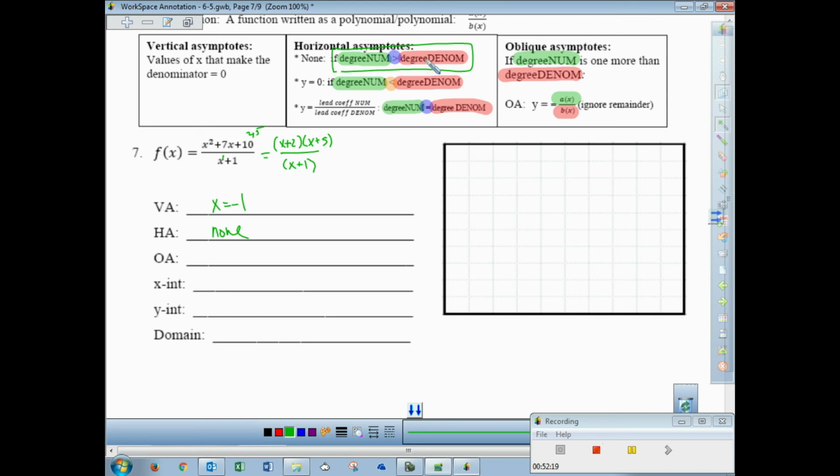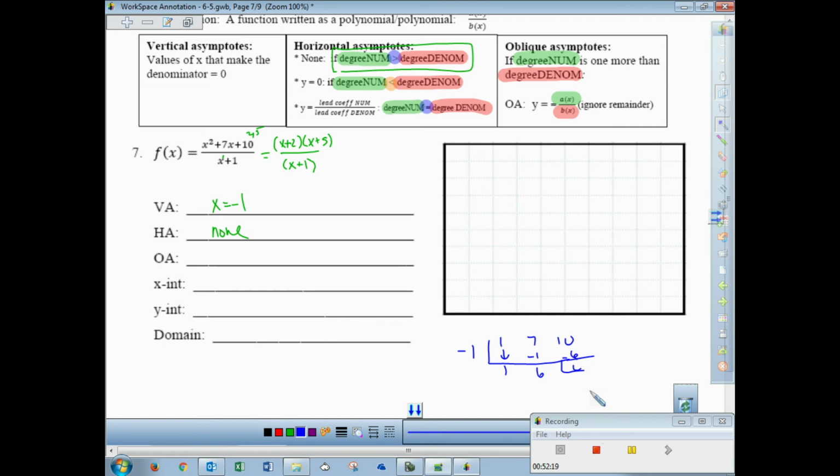Is there an oblique asymptote? Is the degree of the numerator 1 more than the degree of the denominator? Yes. It's time for synthetic division. Let's find ourselves a little spot to do some synthetic division. Who do you synthetically divide by? Negative 1 in this case. And I will put him in here coefficient-wise, 1, 7, 10. Right, 1, 7, 10. Let's do some synthetic division. 1 comes down. That'd be negative 1. 6 comes down. Negative 6. 4. Nobody cares about that remainder.